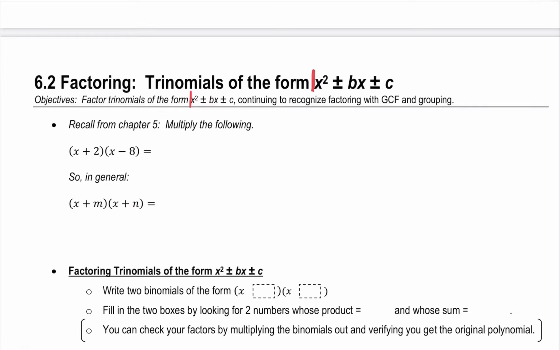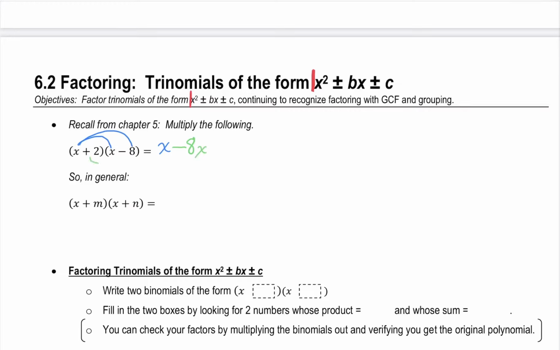So just like factoring by greatest common factor is kind of an undistributing process, we look at what we do multiplying and kind of apply it in reverse. That's what I want us to think about here initially. So what happens when I multiply out x plus 2 times x minus 8? So the x times the x is going to give us the x squared. The x times the minus 8, so that's going to give us this minus 8x.